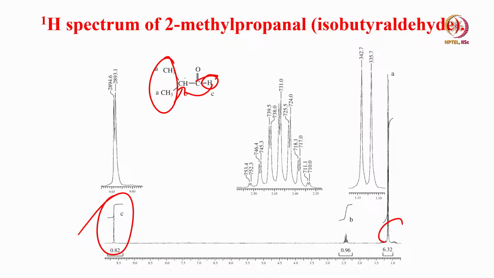But this will couple to this proton and will become a doublet, and that has to be well resolved here. In principle, it is going to be a doublet of doublets. Doesn't matter, resolution is poor. Look at the CH proton here.